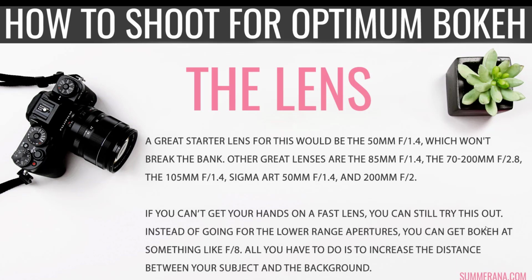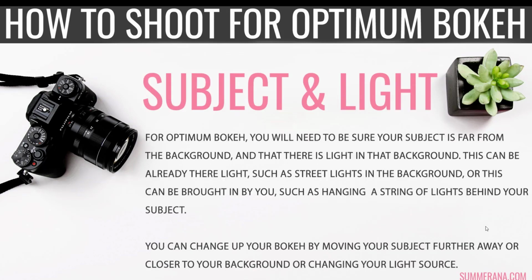If you can't get your hands on a fast lens, you can still try this out. Instead of going for the lower range apertures, you can still get bokeh at 0.8. All you have to do is increase the distance between your subject and the background. So it all goes back to that, where you want to have your light way in the background and your subject up close and in focus. For optimum bokeh, you will need to be sure that your subject is far from the background and that there is light in the background.